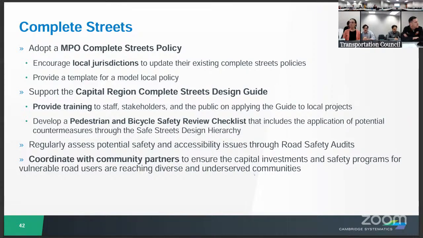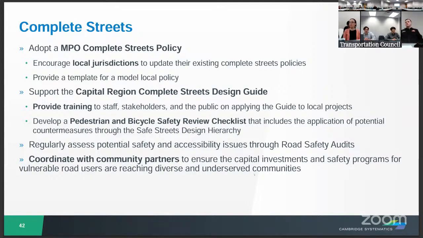For complete streets, adopting an MPO complete streets policy statement, as well as working on local model policies. The complete streets design guide is so much of the body of implementing any vision, but working within model elements to help. If there's one policy that's similar to this, working with that as well.